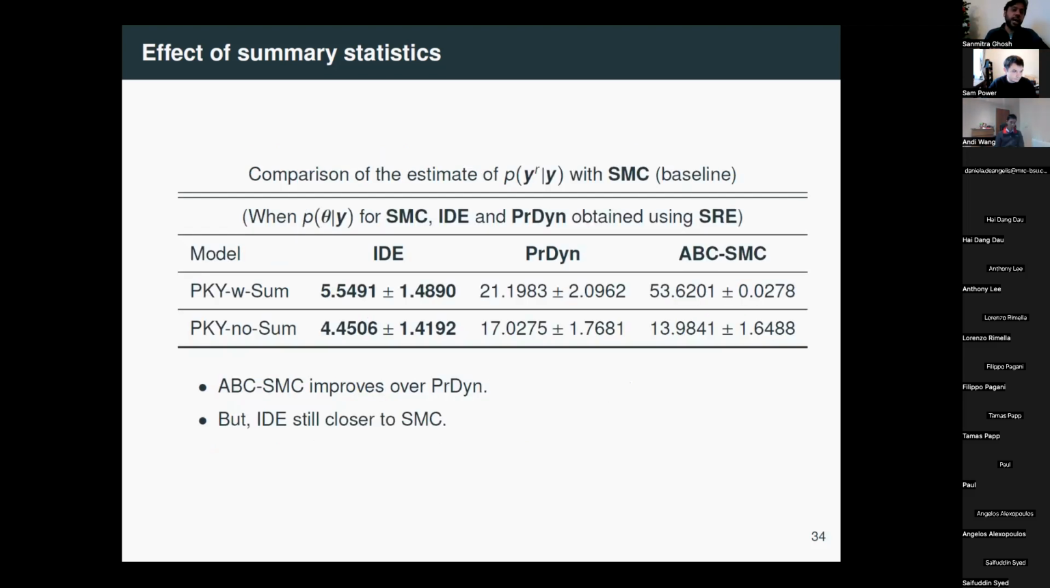That's what I've done. So now I repeat the entire thing, at least for the prokaryotic model, which is the trickier model, with summary and without summary, just using SRE. This row, W sum, is basically the earlier result with summary, and no sum is using no summary. And again, there is minimal difference for ID. The only difference I see is that now, because I'm giving the full data, ABC is doing better than the prior dynamics, which I expect. Without the full data, ABC was doing worse than the prior dynamics for this model. For the other model, Lotka-Volterra, it didn't matter. But for this model, it slightly improves. Still, our main conclusion holds.